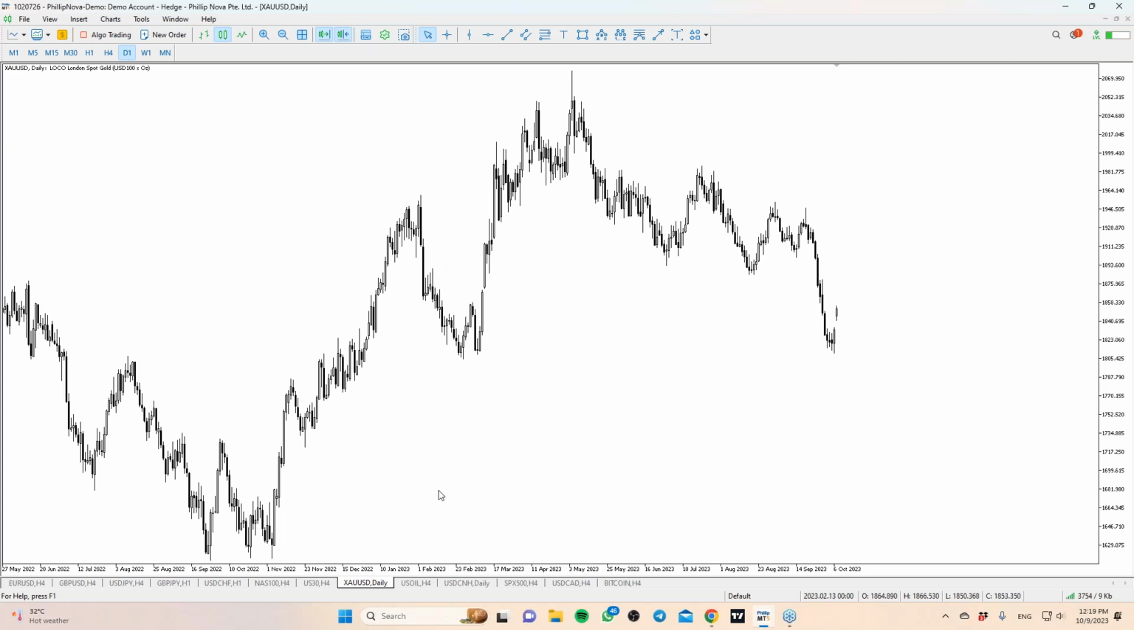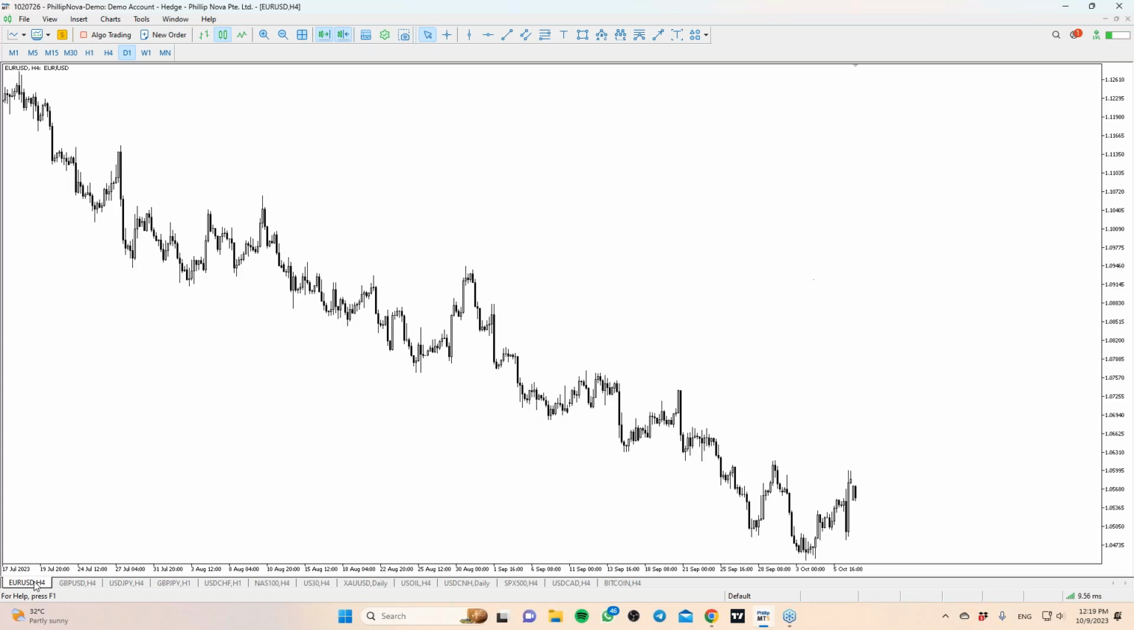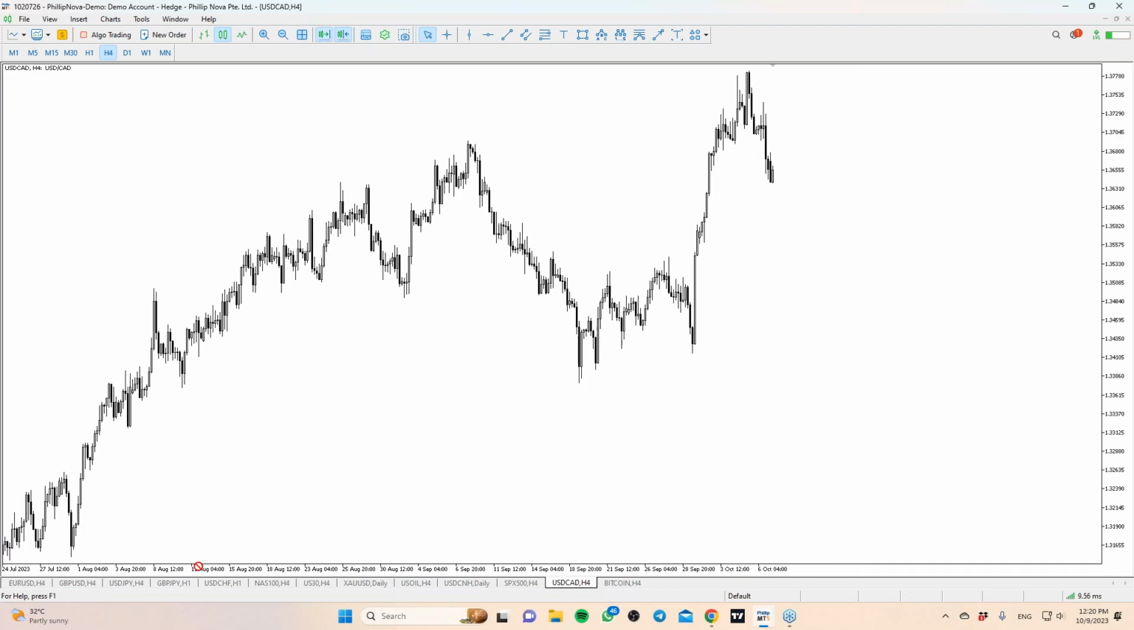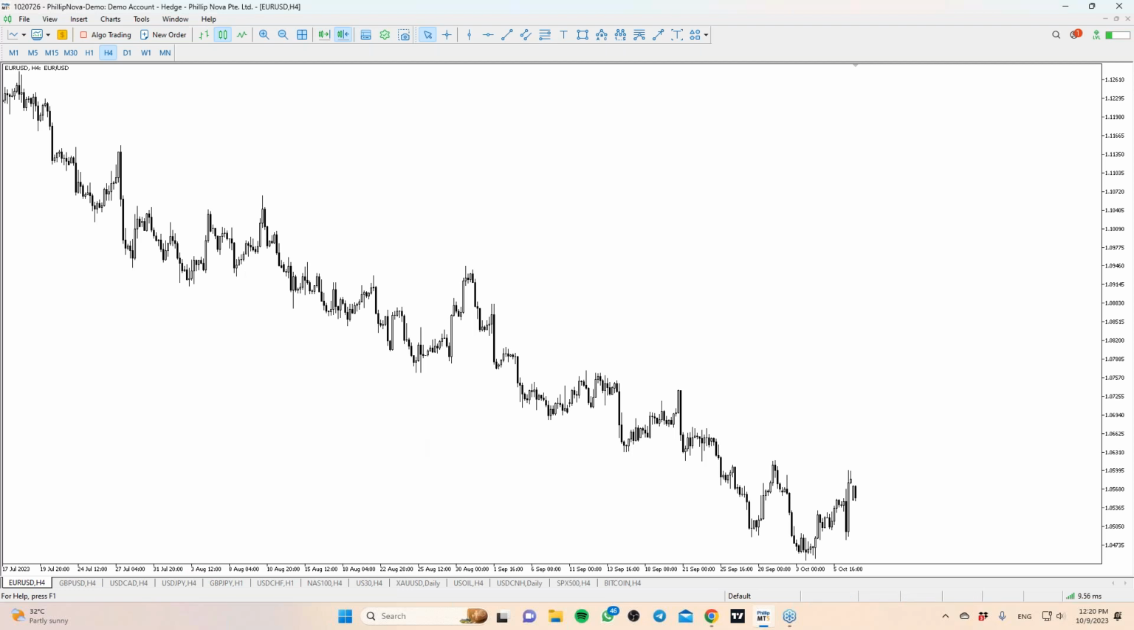All right, so keep an eye on this asset. The other one that you may want to keep a closer watch on is definitely some of the major pairs like euro dollar, the pound dollar, as well as the dollar Canadian over here. Of course, euro dollar and pound dollar, they are pretty much correlated.